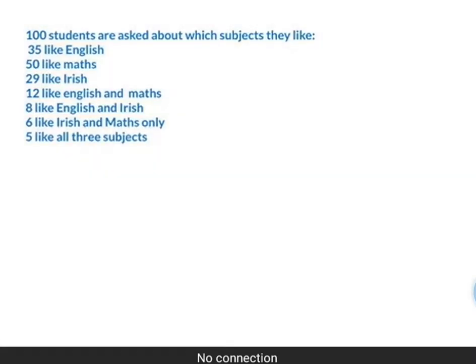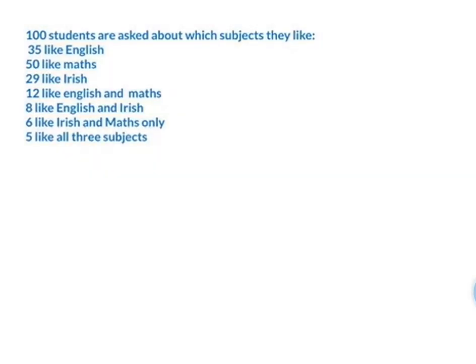Okay class, I am here with two examples on problem solving using Venn diagram when three sets are there in the question. Let's read out the question. 100 students are asked about which subject they like. 35 like English, 50 like maths, 29 like Irish, 12 like English and maths, 8 like English and Irish, 6 like Irish and maths only, 5 like all three subjects.